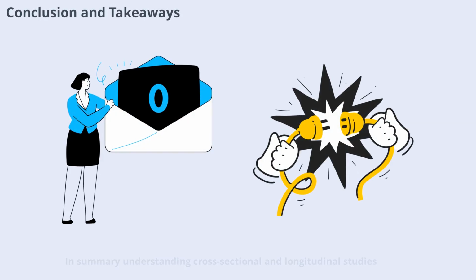In summary, understanding cross-sectional and longitudinal studies is fundamental for interpreting clinical research. Each design has its place depending on the research question and available resources. By recognizing their strengths and limitations, we can better appreciate the evidence that shapes healthcare decisions.